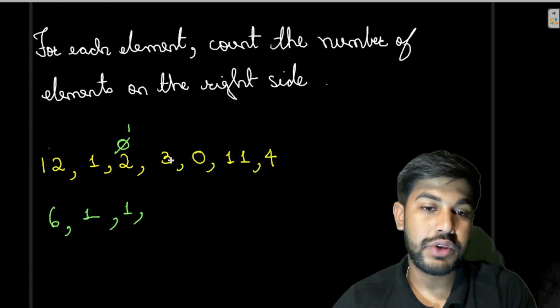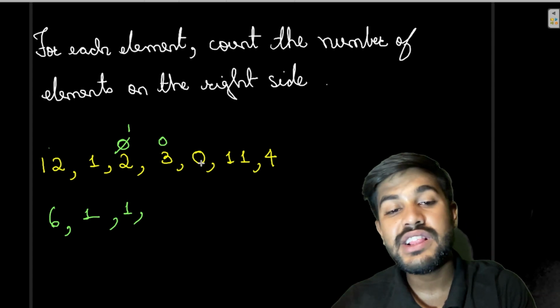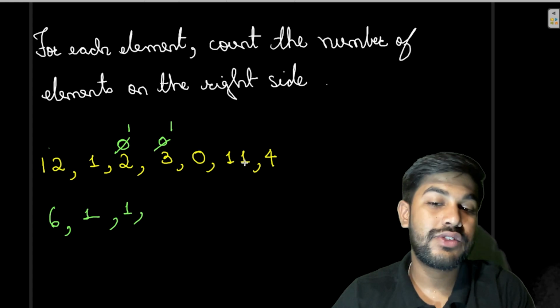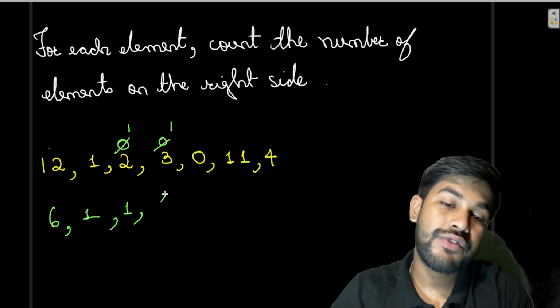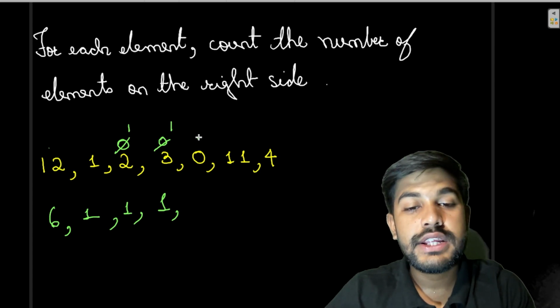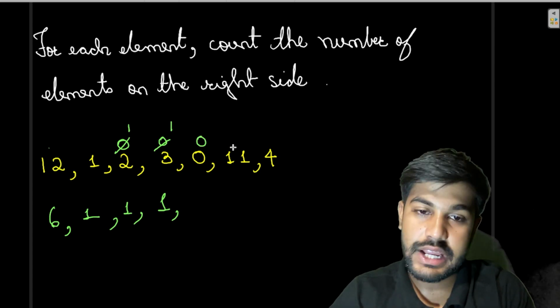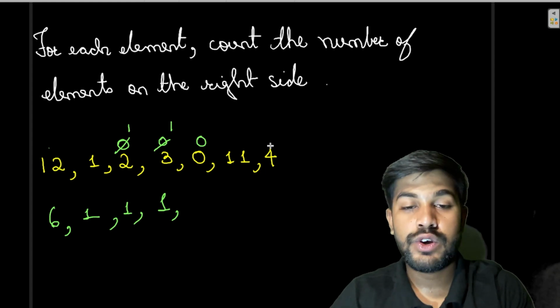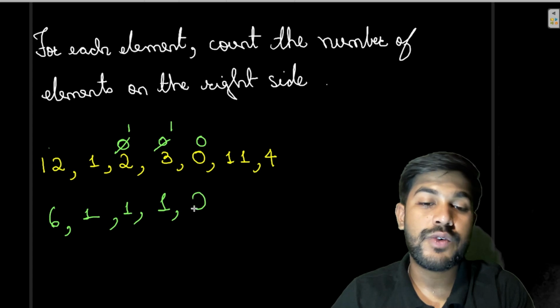Then let us do for 3. Initially, the count is 0. We have 0, which is less than 3, so we would have the count as 1. 11 greater than 3, 4 greater than 3. So the final count would be 1 itself. So for 0, the initial count is 0. Then we have 11, which is greater than 0. Okay, and then 4, which is greater than 0. So the final count is 0.